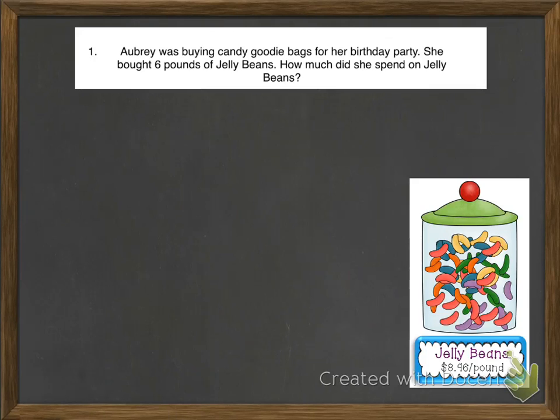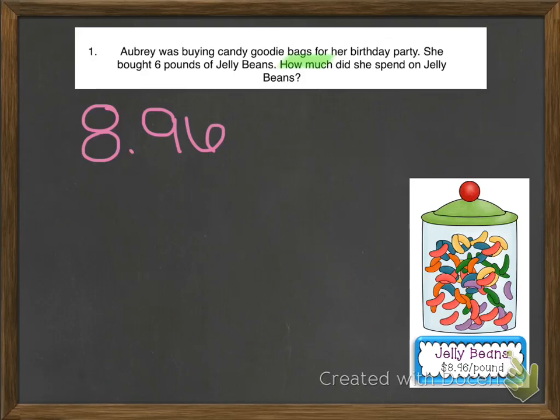Problem 1 says, Aubrey was buying candy goodie bags for her birthday party. She bought 6 pounds of jelly beans. How much did she spend on jelly beans? What I notice when I read through this problem is that it asks the question, how much? And we are looking for a total. How much did she spend in total? The way to find a total is to either add repeatedly, or in this case we could use multiplication as a shortcut. If you look at your menu sheet, the jelly beans are worth $8.96 a pound.